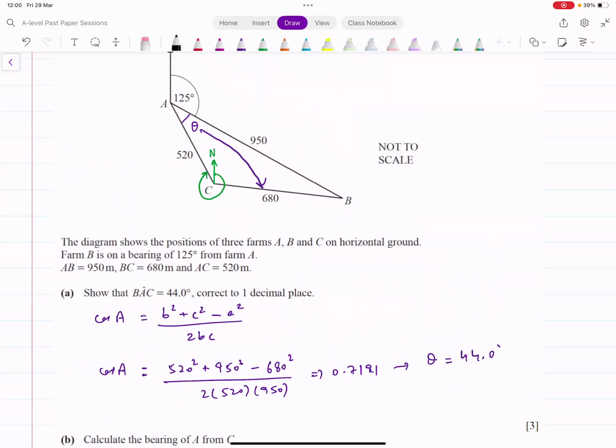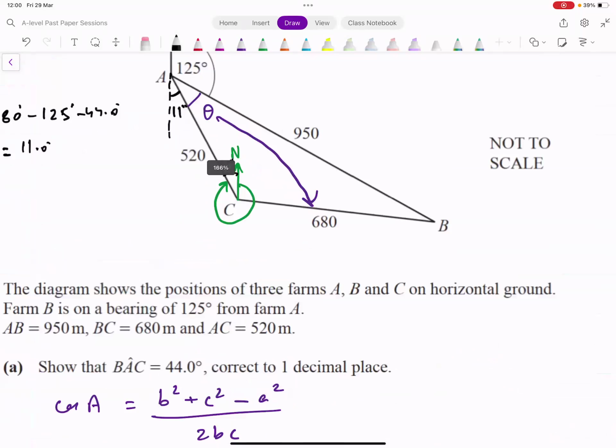What does that tell us about this remaining angle? What is this going to be? 180 minus 125 minus 44.0 degrees. Calculate that. 180 minus 125 minus 44, and that's giving me 11.0 degrees. This remaining angle is 11 degrees. Now, if this angle is 11 degrees, that means this angle is also 11, alternate angles. This is also 11.